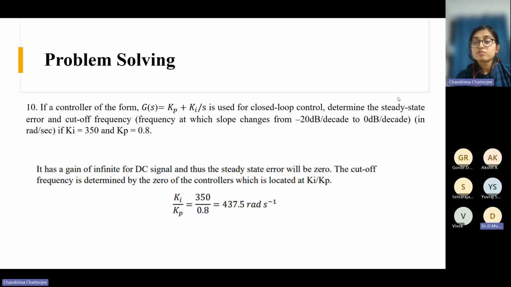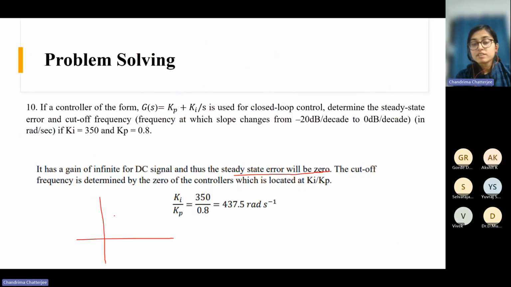Yeah, and this is the last question. This is an easy one. If a controller is of the form Kp plus Ki by S, determine the steady state error and cutoff frequency. Okay, the steady state error is zero. Why? Because you are using a PI controller, and a PI controller at DC offers infinite gain, right? So your steady state error is zero, and the cutoff frequency is this one that we already discussed.